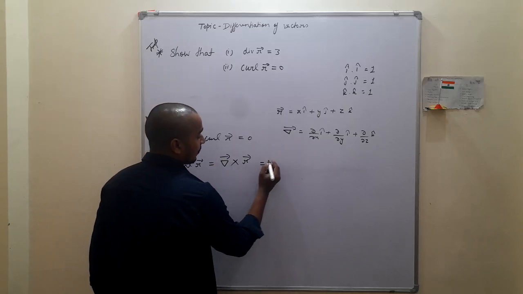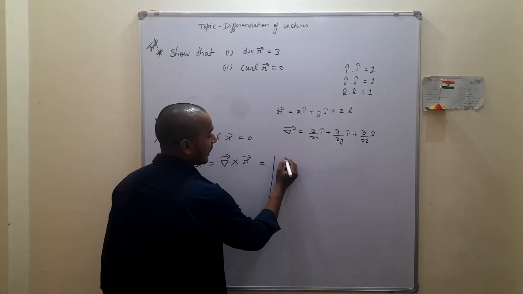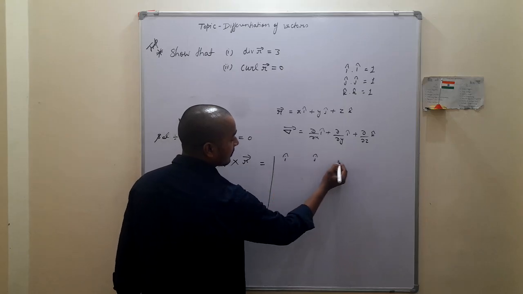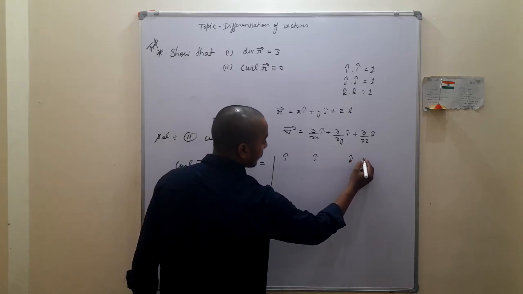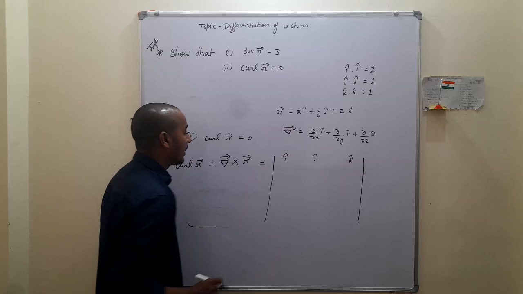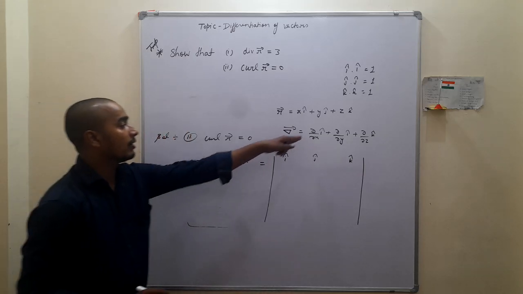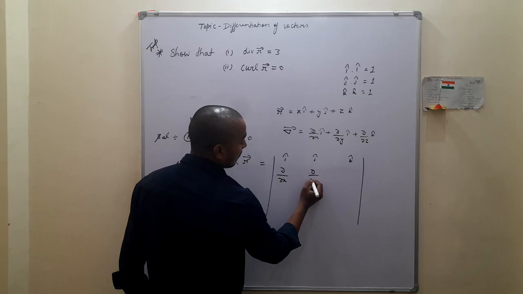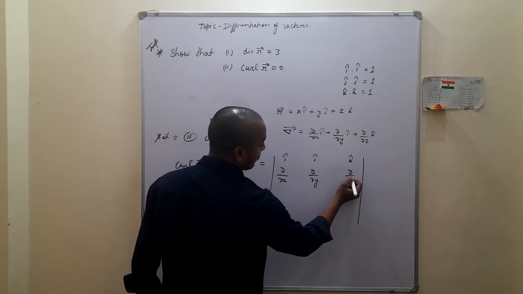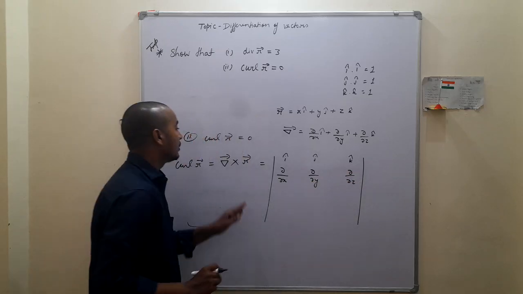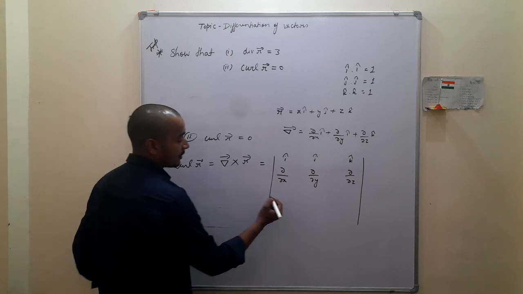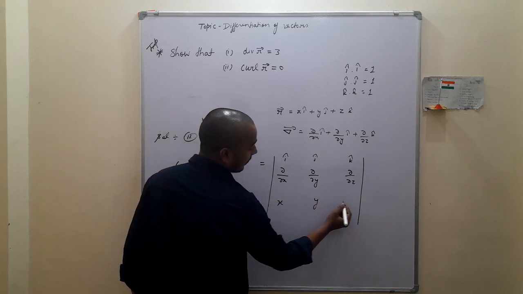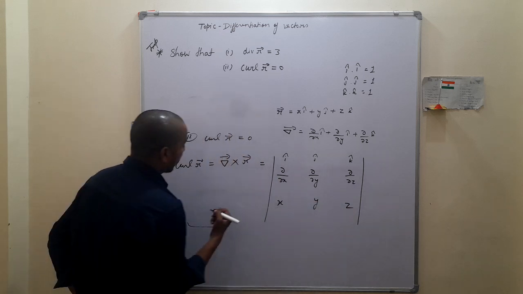Here this is i cap, this is j cap, and this is k cap. We put in the value of del first. The value of del is del upon del x, del upon del y and del upon del z. And the value of R is x, y and z. And further we solve.